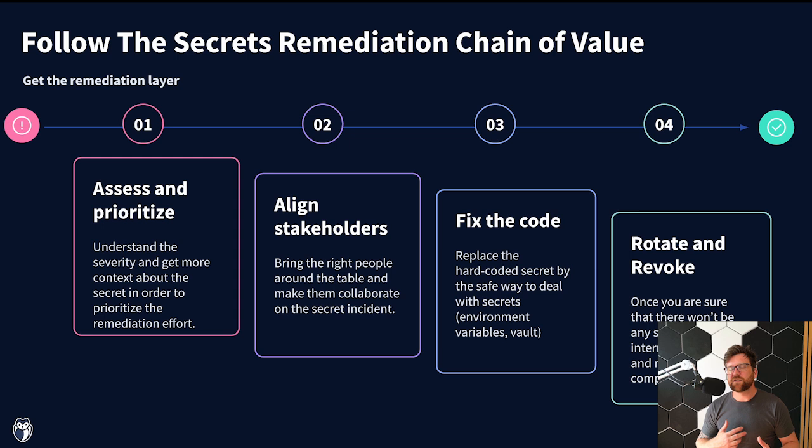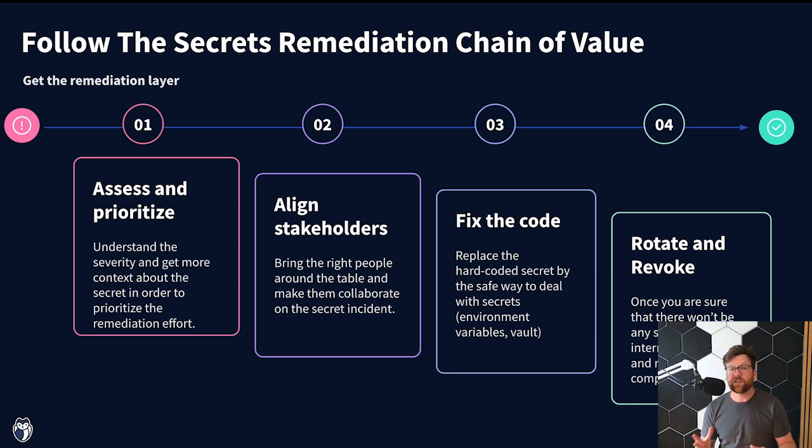Next, you need to bring in the different stakeholders. So if a developer has leaked a secret, or you are the developer, you've got to align with the security team, with the DevOps team. So everyone needs to know, hey, what does this secret do? What does it give access to? What's going to happen if I destroy it, if I revoke it?